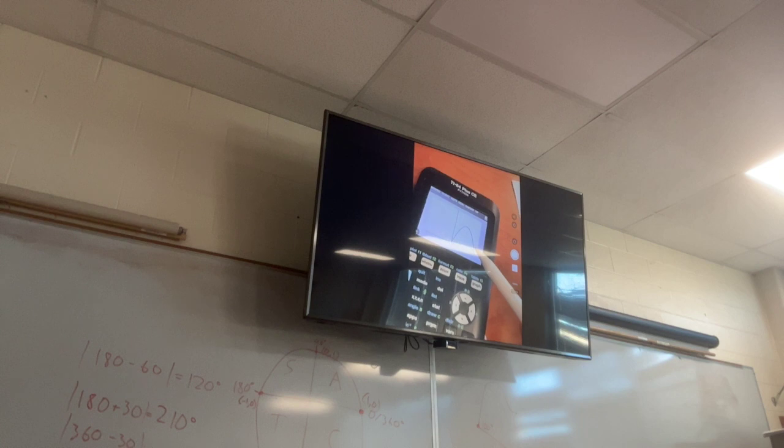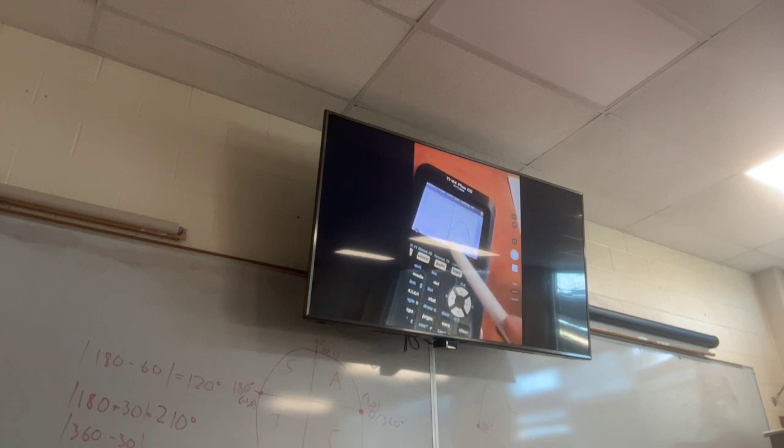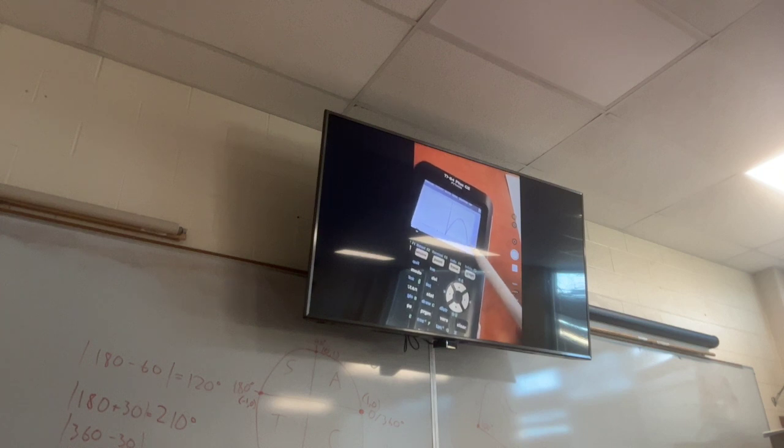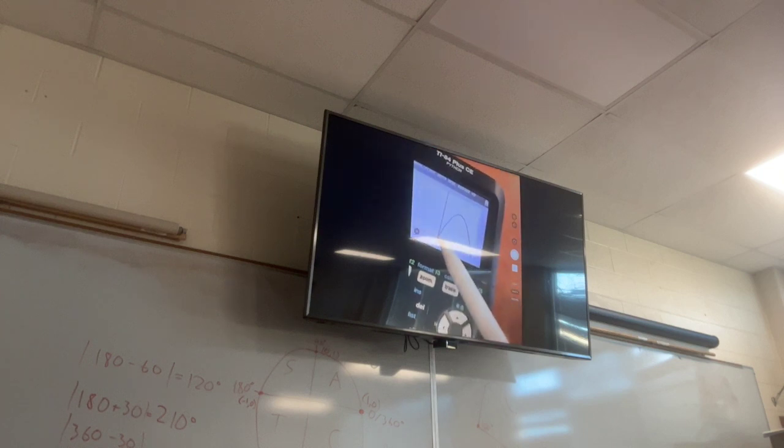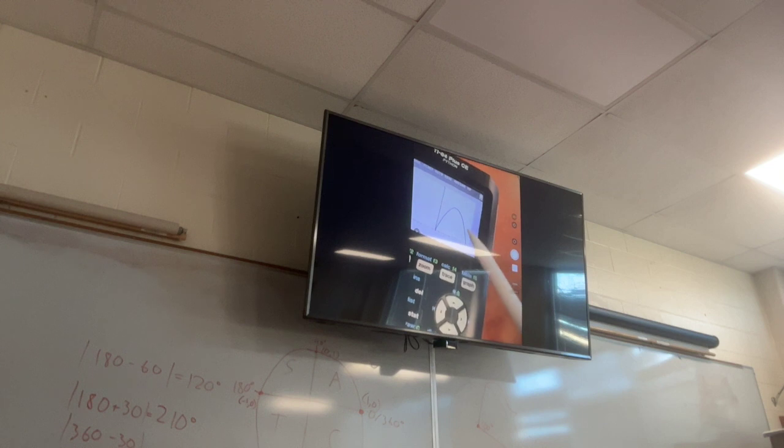The bottom. Yeah. Is this the first time or the second time? The second time, right? The first time is right before it launches. They want to know how many seconds have gone by when it hits the ground again.